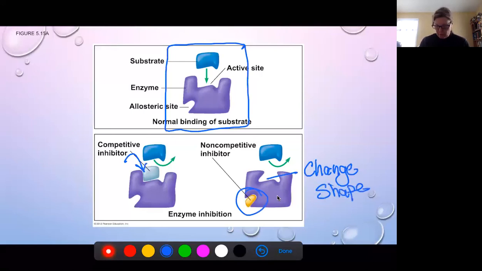And then your substrate will no longer fit. So it's causing a shape change in your enzyme. So since it's not competing directly for that binding site, we call it a non-competitive inhibitor. It's still slowing down the rate at which that enzyme is working.